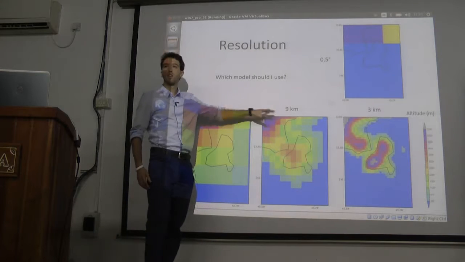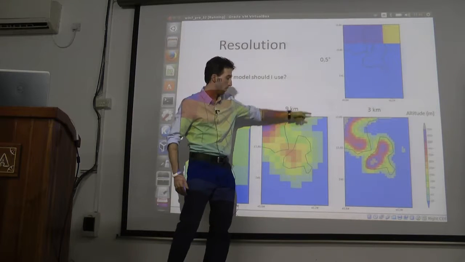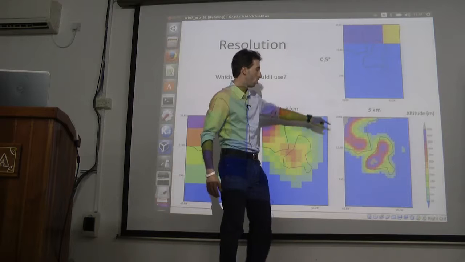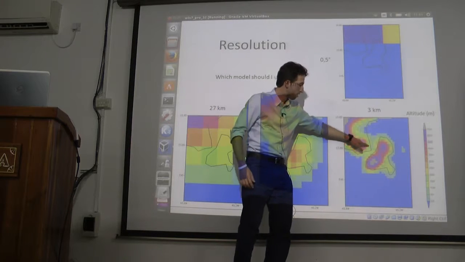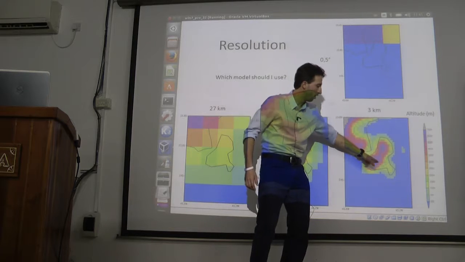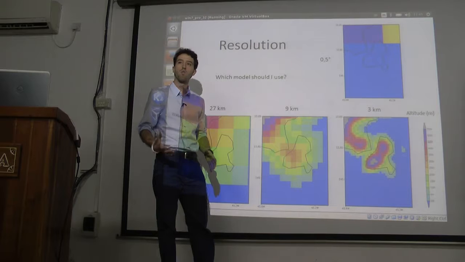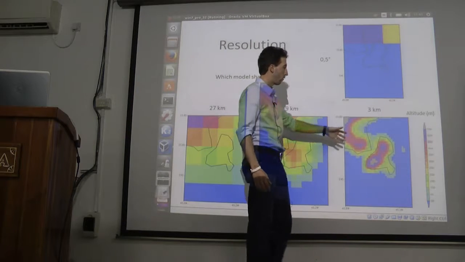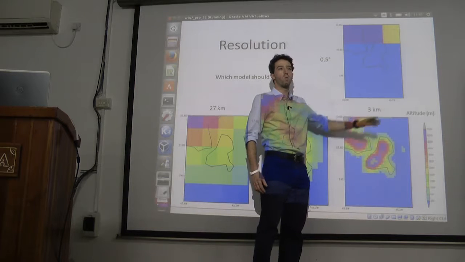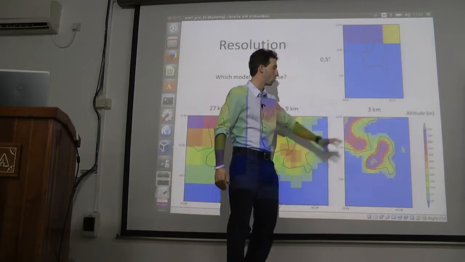With 9 kilometer resolution, the model can see a peninsula, maybe, but still not an island. With 3 kilometer resolution, then we can see the island, and we have more than 8 points here. And so if I want to make a weather forecast for this island, I will need at least 3 or 1 kilometer resolution to solve it.